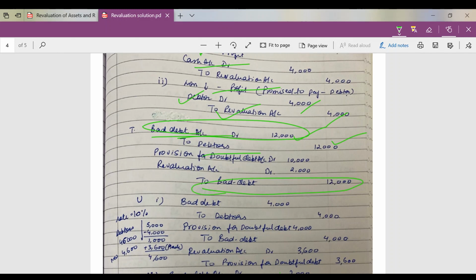We have to utilize the provision that we have first, that is only 10,000. Had it been more than 12, I would have taken the entire thing from this provision only. But it is less than 12, so 10,000, the full amount, I'm writing here. And revaluation account is going to be debited by 2,000. What is this 2,000? This 2,000 is basically the amount of loss which is over and above the amount of provision that you had made, right?